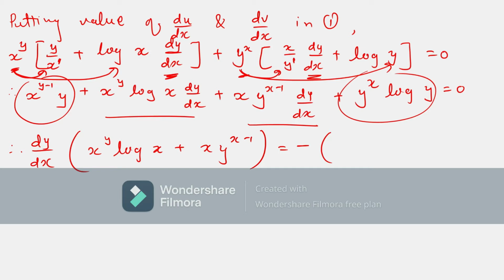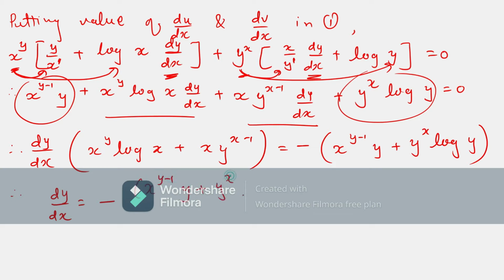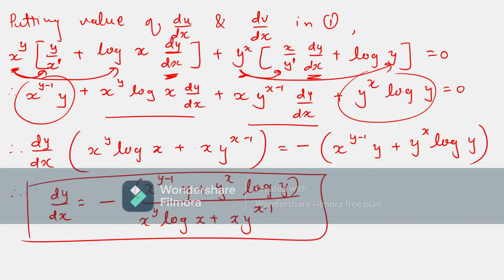Both are positive, we'll go that side, and it will be negative. Let me take minus common. So I'm getting x y to the power minus 1 into y plus, because minus is already taken out common, and making dy by dx as a subject. So bracket will go in denominator, and that is the answer. Okay, this is the answer of first 12th question.